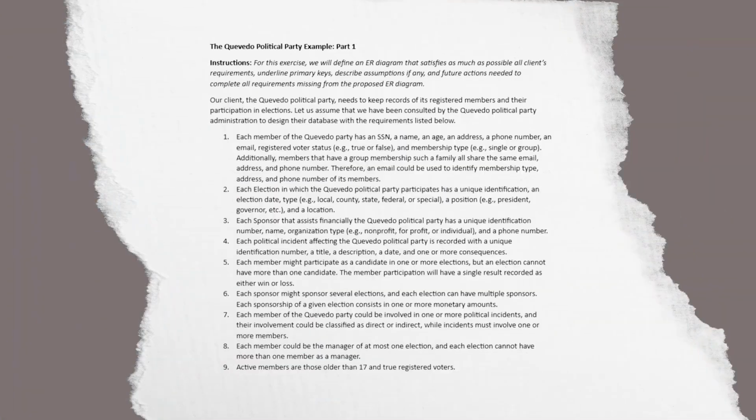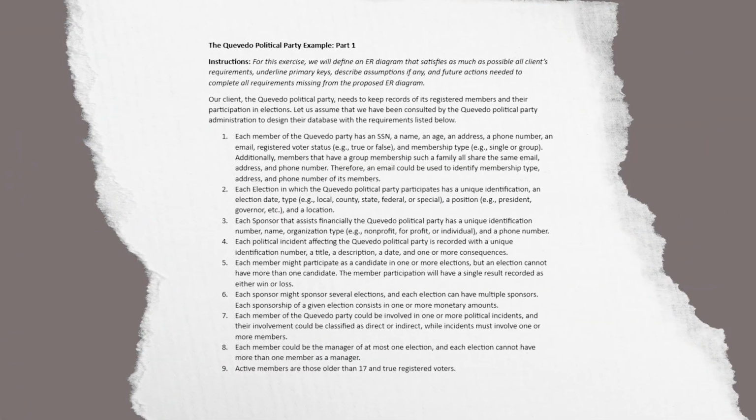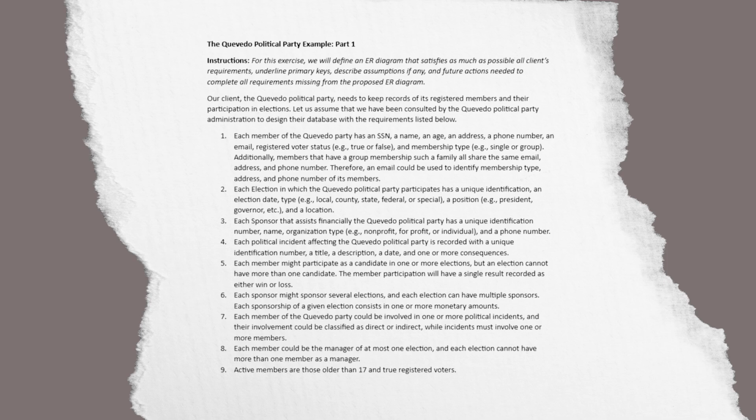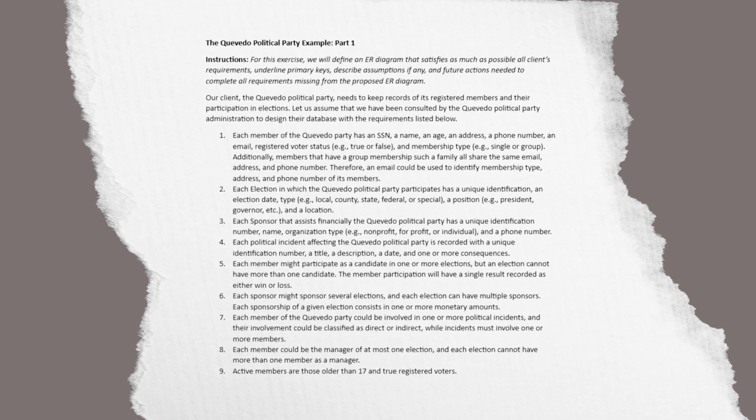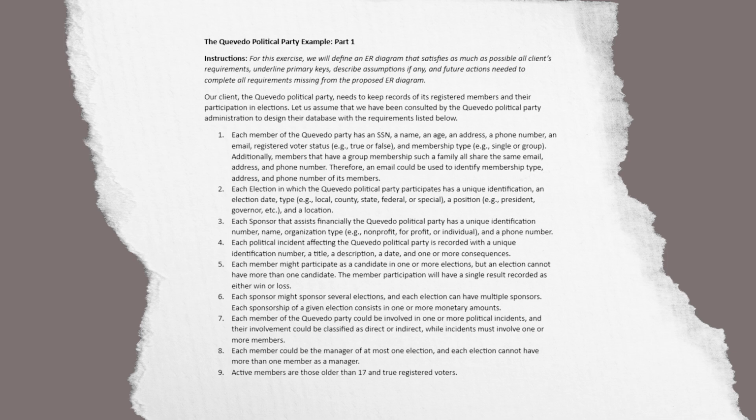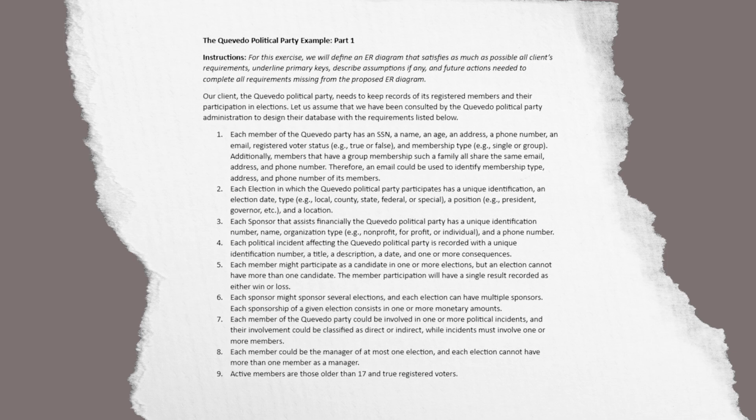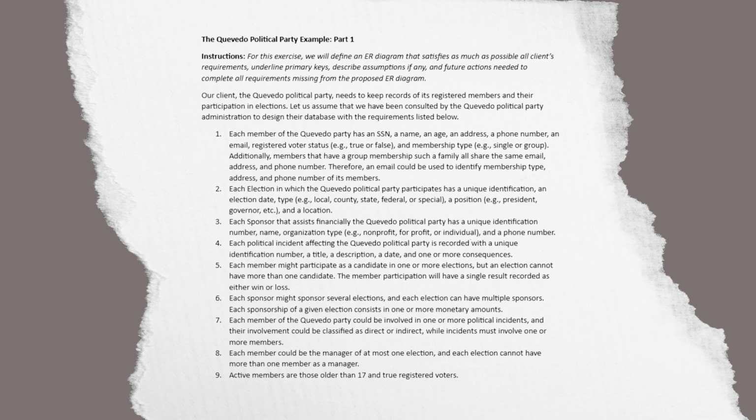Now, be sure that you have access to the document that we show here, the one that says Quevedo Political Party Example Part 1. I'm going to make a reference to this document. In the instructions, it says that we had to design the ER diagram. This is the first piece of information that we have about a project. Our client, in this case, is a political party, the Quevedo party.